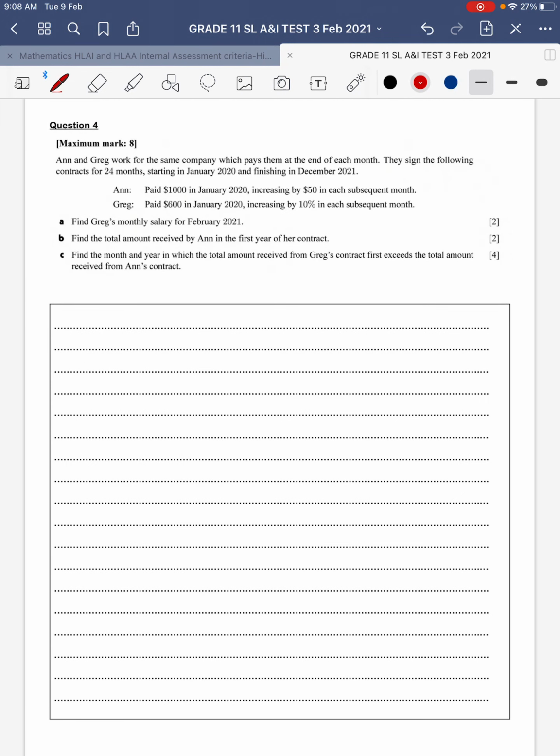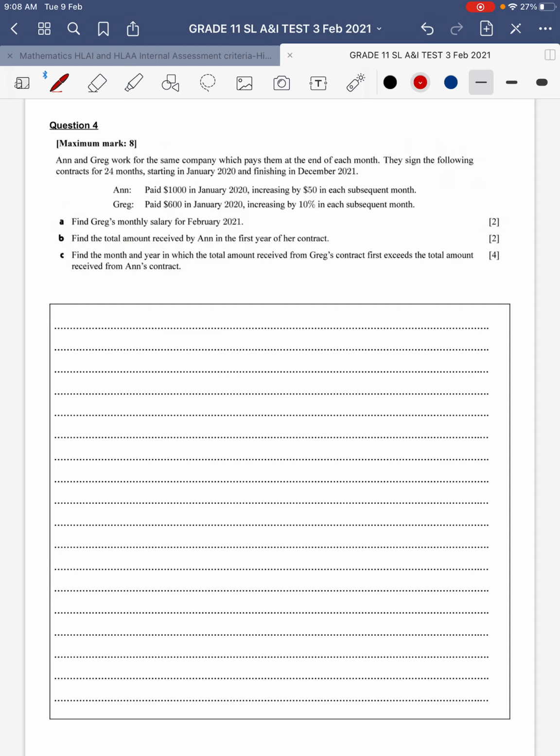Alright, so here's a question. You can see money, you can see percentages, so you might be triggered into thinking maybe compound interest, maybe finance solver, but for this one it's actually sequences and series. So let's just see how we can unpack that and home in on the fact that it is sequences and series. So you've got these two situations, you've got Anne and Greg.